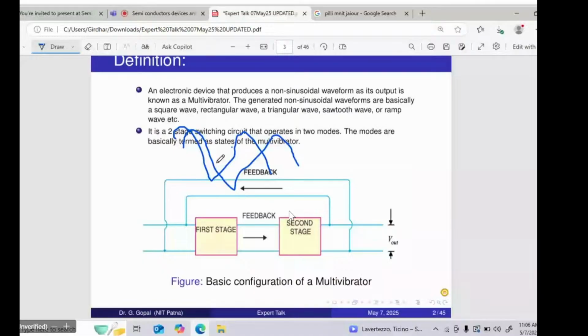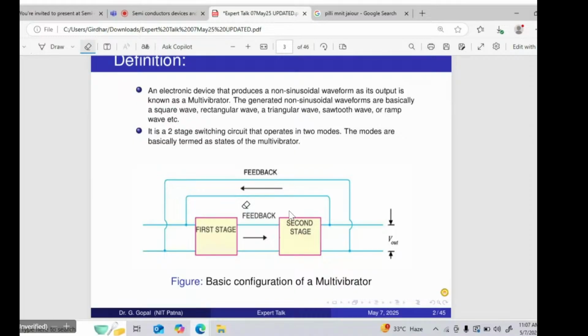Now there are different modes of multivibrators, depending upon their stages. A multivibrator consists of two stages, a first stage and a second stage. These stages may be BJTs, inverters or diodes. When you take an odd number of inverters, it will work as a ring oscillator, or you can say an astable multivibrator.